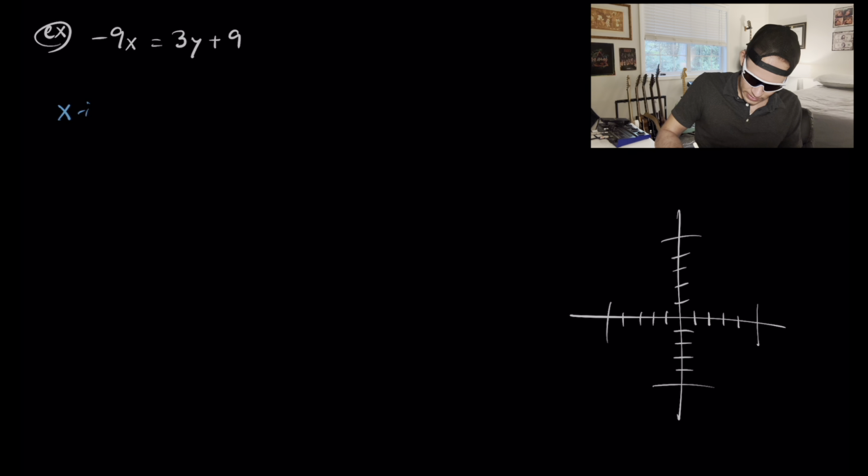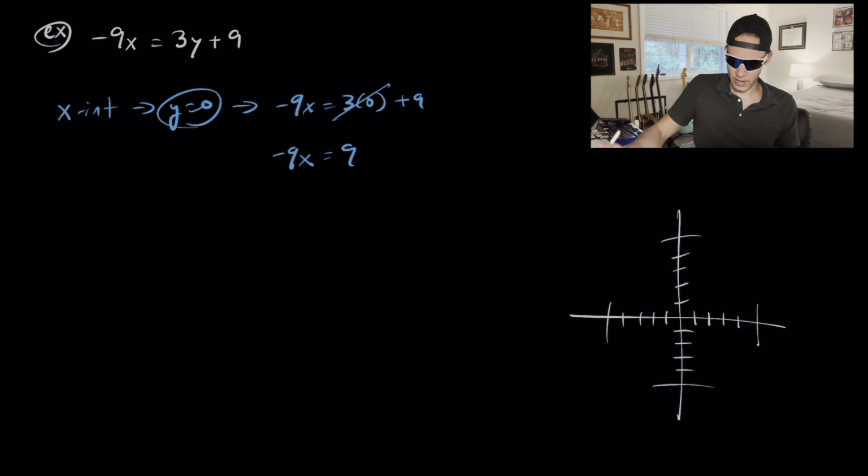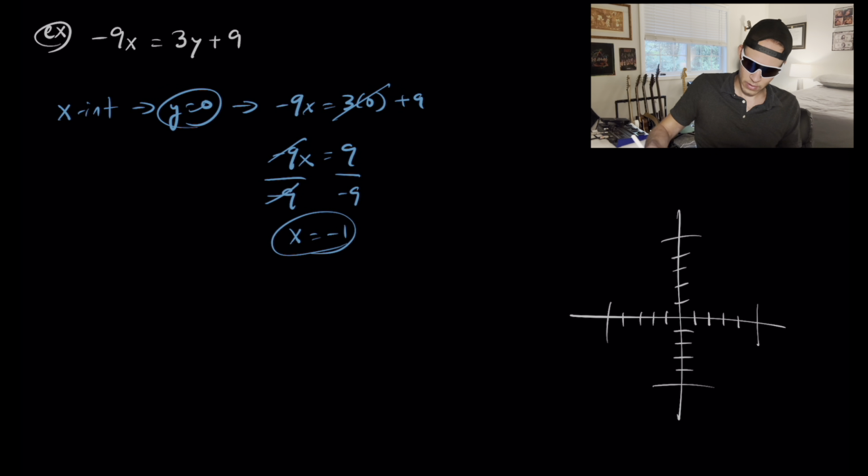Last one, negative 9x equals 3y plus 9. So x-intercept, that's when y is equal to 0. Plug that into our equation. Negative 9x equals 3 times 0 plus 9. 3 times 0 is just 0, so we can cancel that out. Negative 9x is equal to 9 is what we have now. Divide both sides by negative 9 to get x by itself, and we'll get x is equal to negative 1. So our x-intercept is at negative 1, 0.